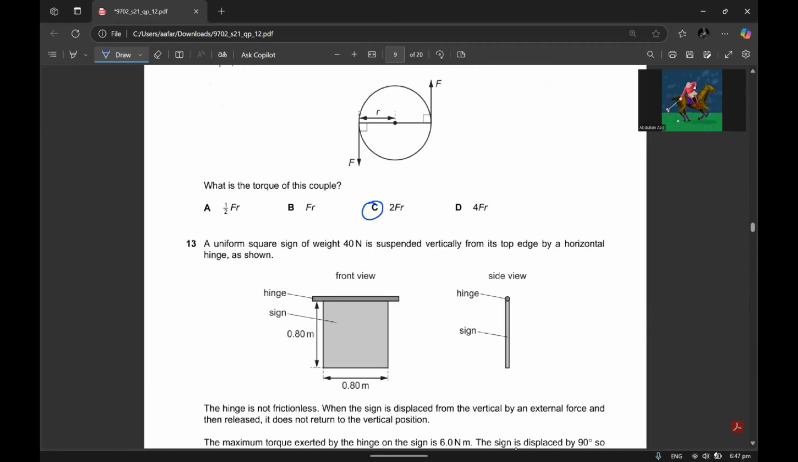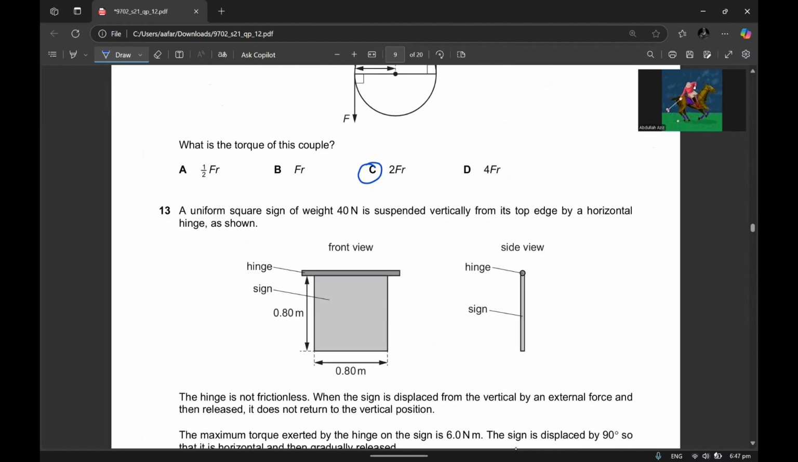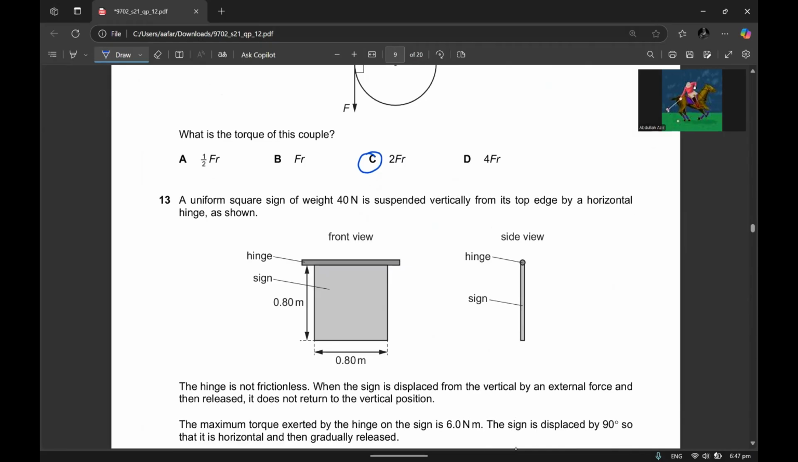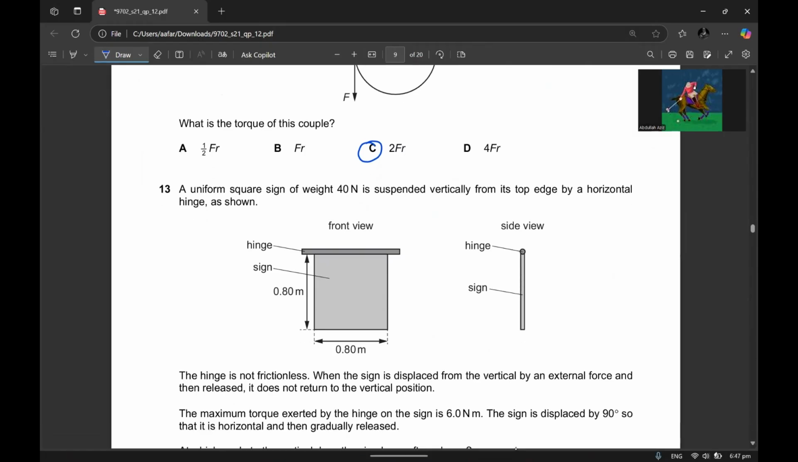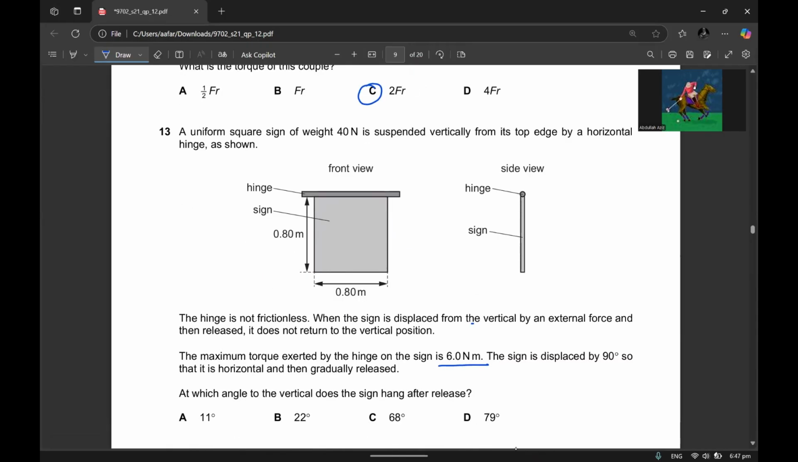Okay, so basically, in this question, it's a hanging board sign, which you will see frequently in old towns. What has happened is the hinged sign is displaced vertically by an external force. They've given us the maximum torque by the hinge, which is due to friction. The sign is displaced by 90 degrees, so it's brought here, and then it is gradually released. At which angle does the vertical sign hang after release?